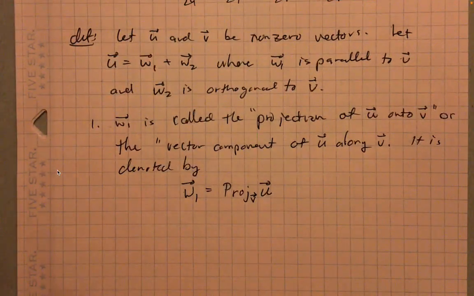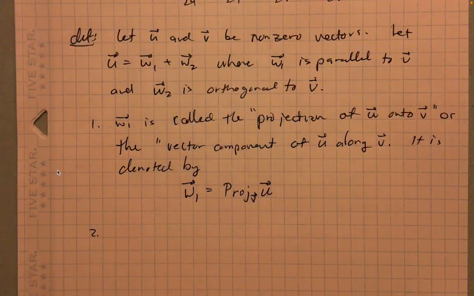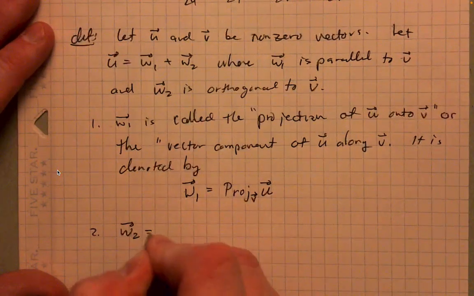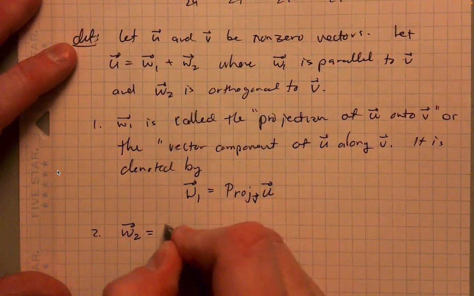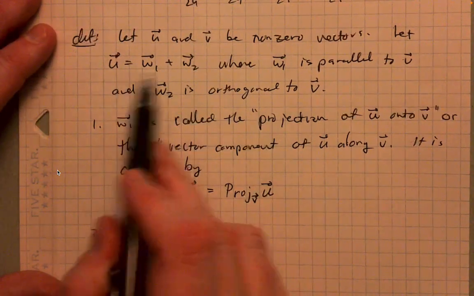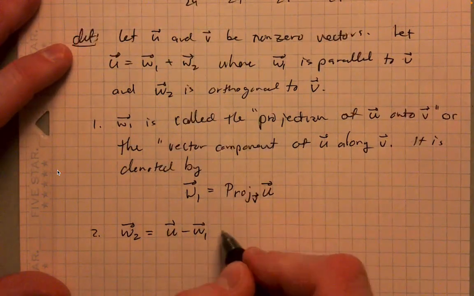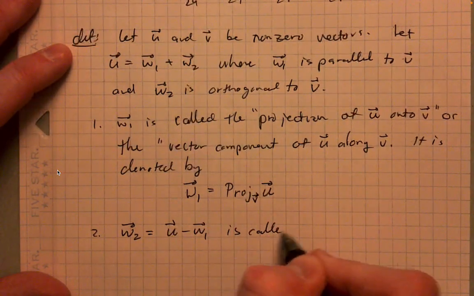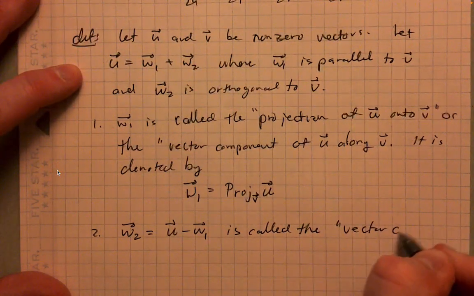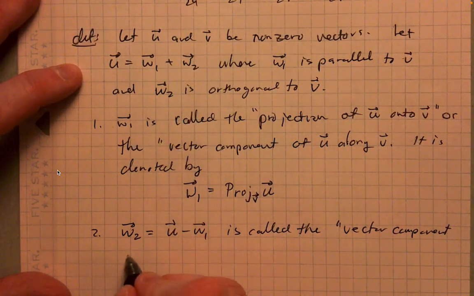Now what's the second piece of this? The second part says that w2 is equal to u minus w1, naturally, just because u is equal to w1 plus w2, so it's just algebra there, and is called the vector component of u orthogonal to v.